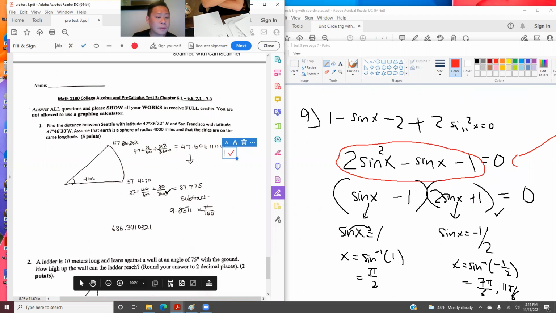Is it 4630? How do you get this number? Don't you do 9.8311 times 4,000, and then times pi over 180? How do you get 686 here? I know what you're doing so far, but how do you get this number? Can you tell me how you get 686? This times this doesn't give me 686.